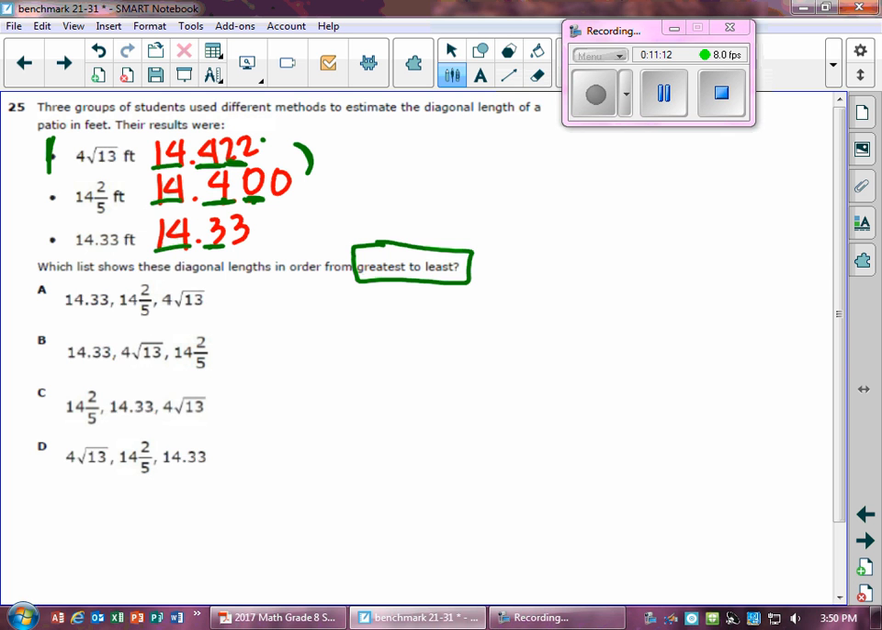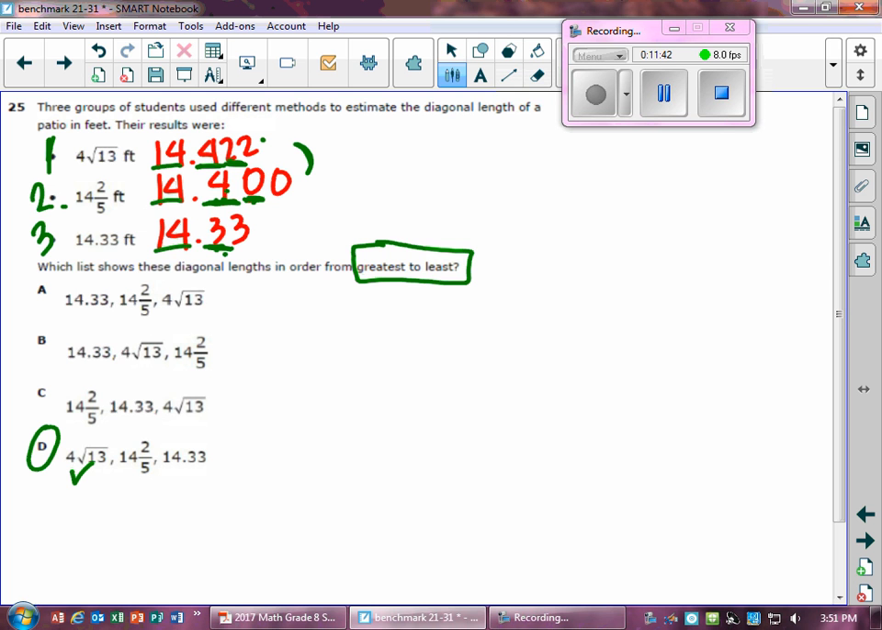Looking at my tenths place, 4 is bigger than 3, so this is my second. And then my smallest is the one that's left over, 14.33. We're looking for it to be in order from greatest to least, so that means 4 and the square root of 13 is my greatest. The one that shows that is D. It has them listed from greatest to least.